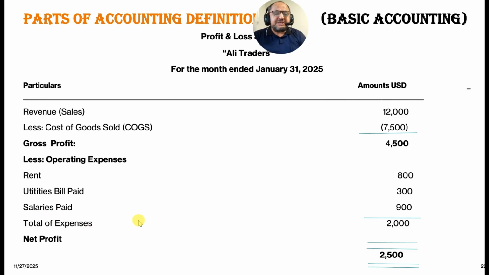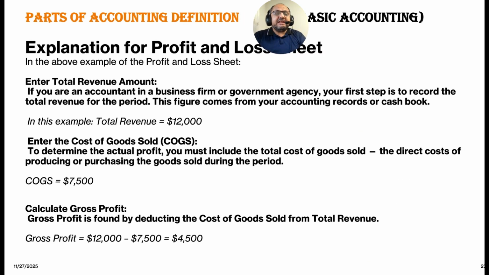So for the month of January, the operational expenses of Ali Traders were $2,000, but the gross profit was $4,500. So to find the net profit, we deduct $2,000 from $4,500. As a result, we have the net profit of $2,500. Here I have given an explanation of each part of it, the explanation for the profit and loss sheet. If you didn't understand what I said, pause this video and see what I have written here.